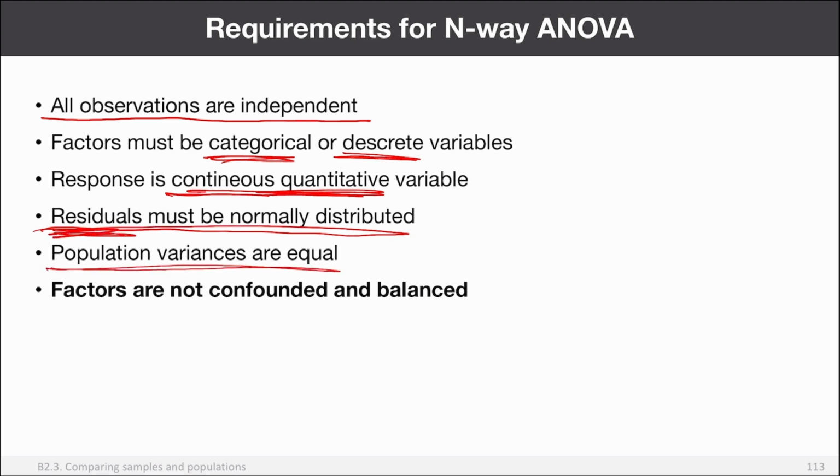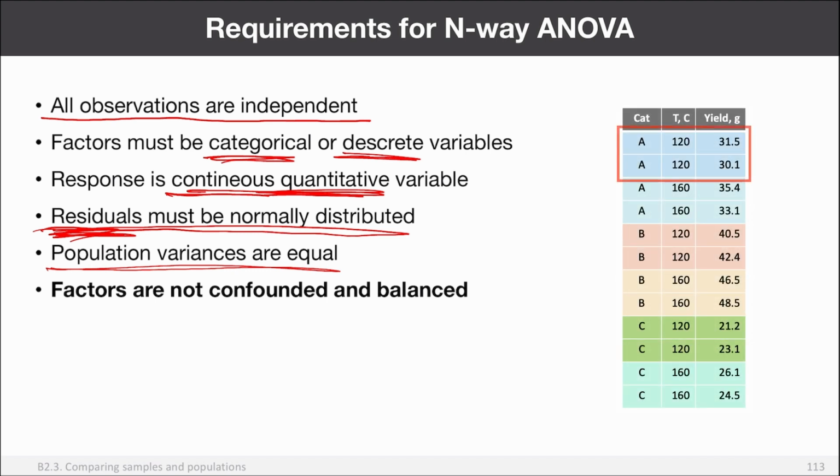Why do I call them residuals here? Because it's almost impossible to investigate normality of your populations, because usually what is a population? A population is a particular combination of factors, right? For example, in our previous example, a population would be running a reaction with temperature 120 and catalyst A. But you have only 2 values for this population. Your sample size for this particular population consists of 2 values. So it's impossible to investigate normality in this case.